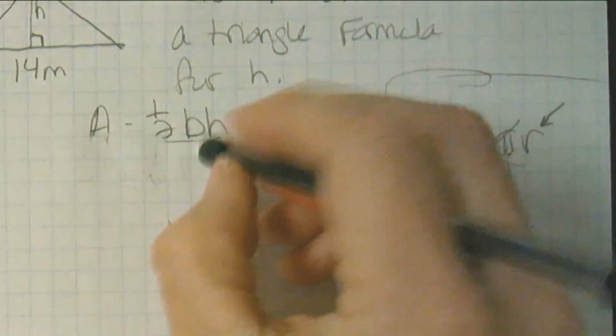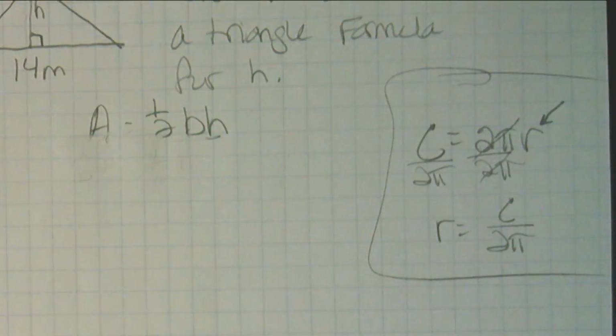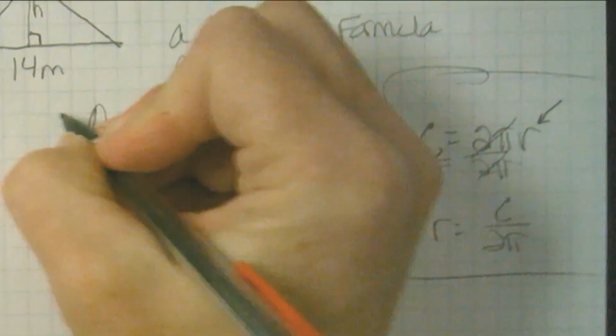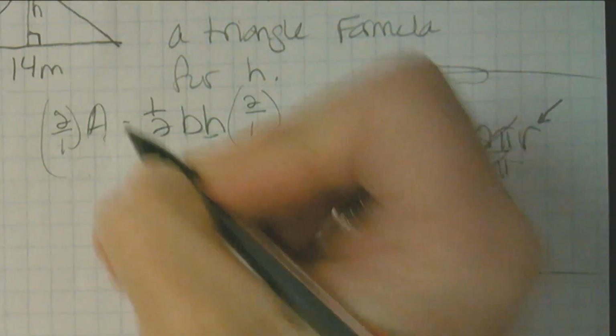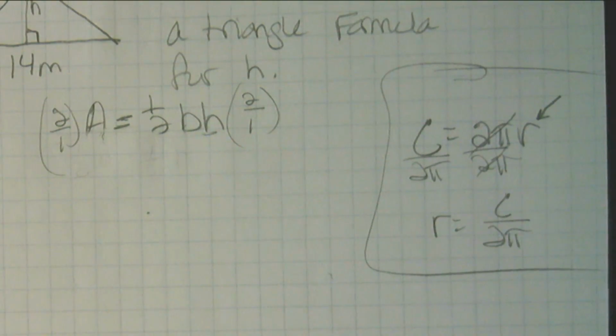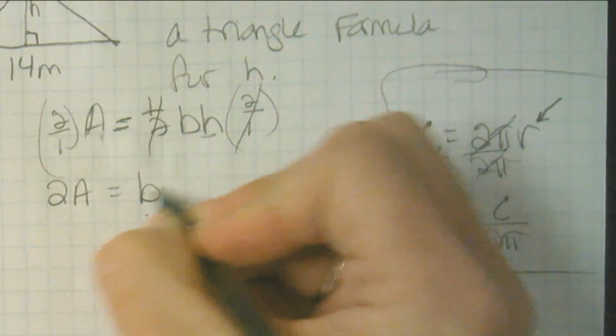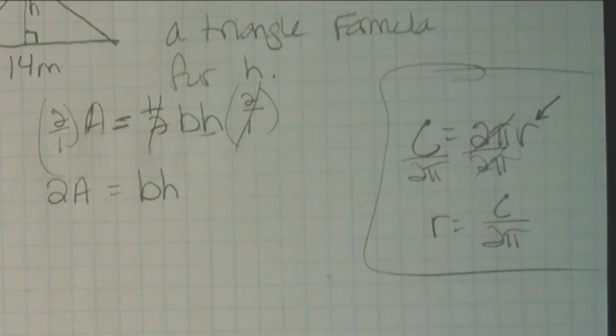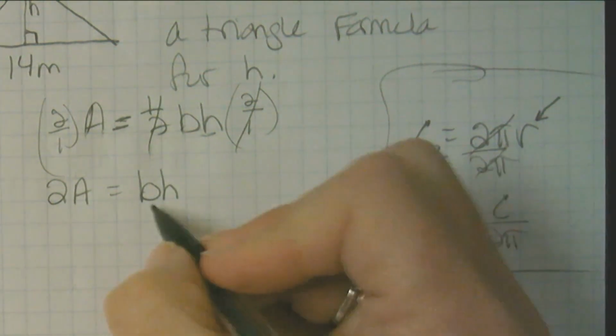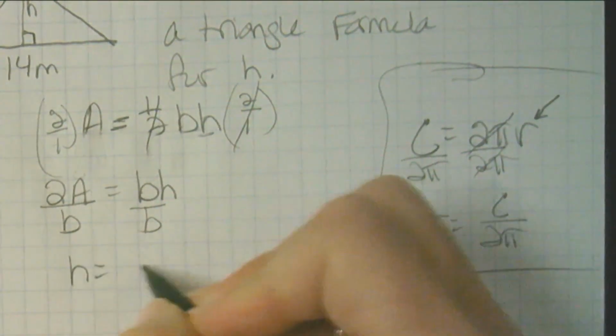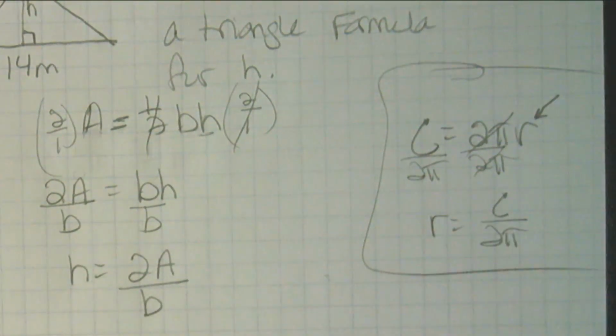What I want you to do instead is, what can I multiply 1/2 by? Let's get rid of that 1/2 first. What can I multiply 1/2 by to get rid of it? Ryan? 2 over 1. So I'm going to multiply both sides by 2 over 1 first, because that's a fraction. I don't want to divide by fractions. So when I do that, the 1/2 and the 2 over 1 cancel each other out, and I get 2a is equal to bh. Now, how do I get h alone? Rafaela? Divide by b. So h is equal to 2 times my area over base.